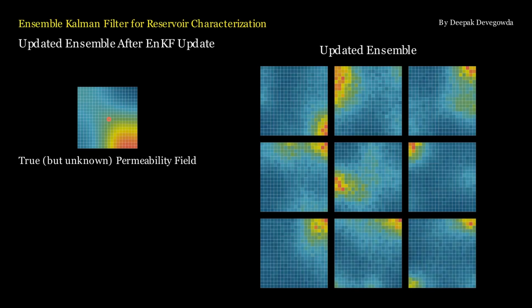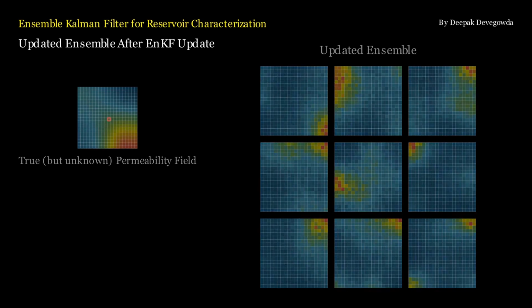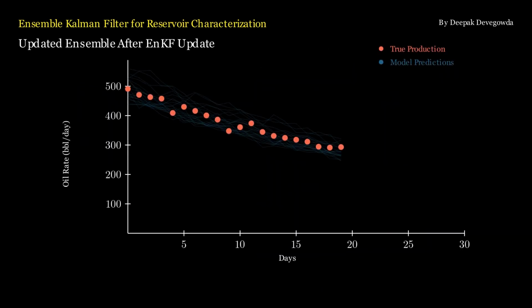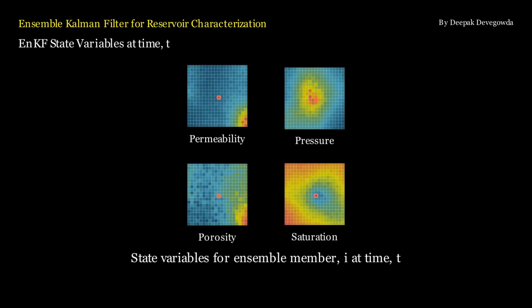We now have an updated ensemble at a time of 10 days, and we run each and every one of these ensemble members in a simulator from the time of 10 days to the time of 20 days when our next observation becomes available. And now you can see that the model predictions are a little bit tighter and centered around the observations simply because we've already made one update. We again collect all of the state variables for each and every ensemble member that comprises the permeability field, porosity field, pressures, and saturations.